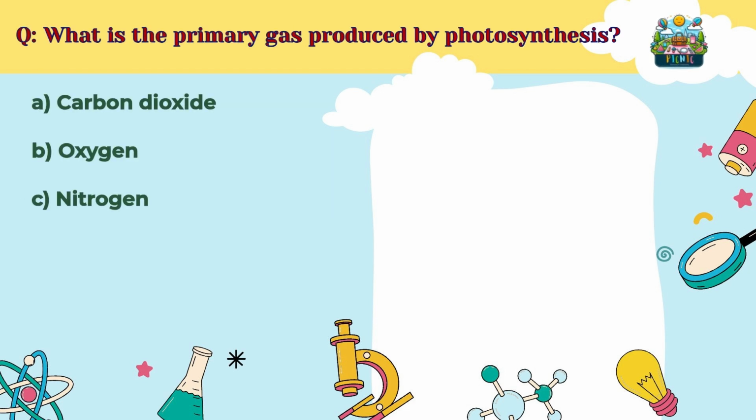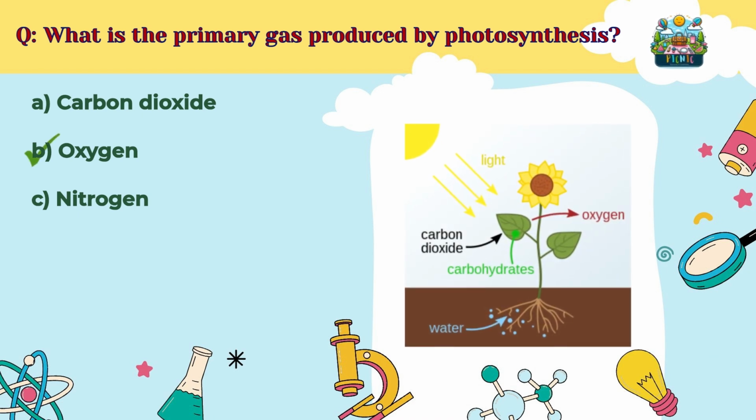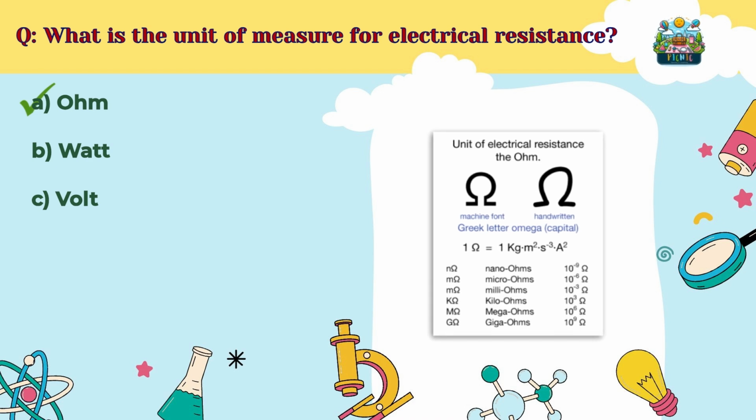What is the primary gas produced by photosynthesis? Photosynthesis produces oxygen. What is the unit of measure for electrical resistance? The unit of measure for electrical resistance is ohm.